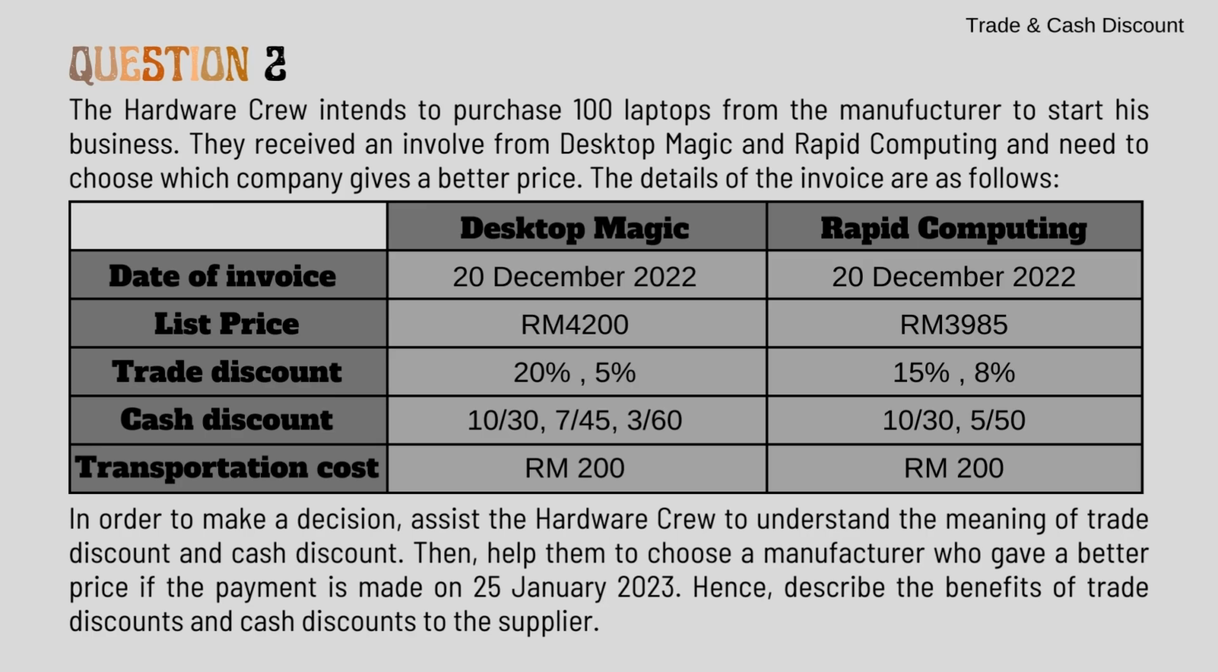Question 2. The hardware crew intends to purchase 100 laptops from the manufacturer to start his business. They receive an invoice from Desktop Magic and Rapid Computing and need to choose which company gives a better price. The details of the invoice are as follows. In order to make a decision, assist the hardware crew to understand the meaning of trade discount and cash discount. Then, help them to choose a manufacturer who gives a better price if the payment is made on 25th January 2023. Hence, describe the benefits of trade discounts and cash discounts to the supplier.